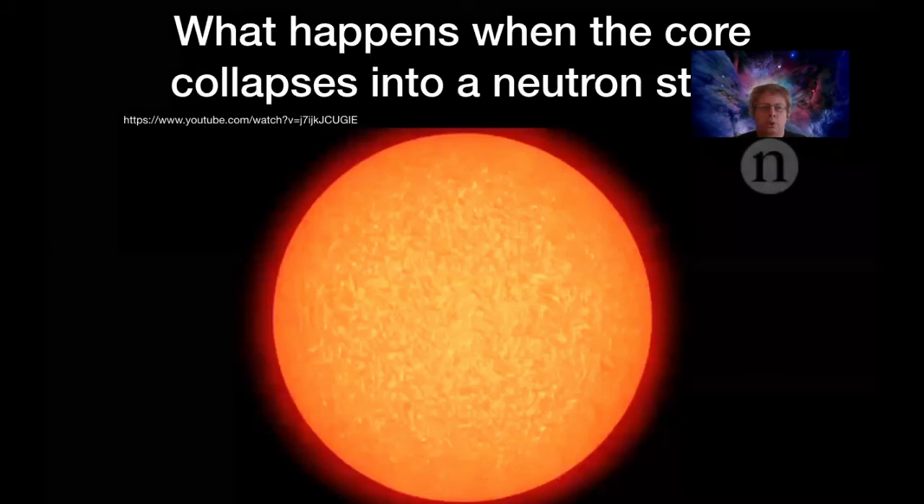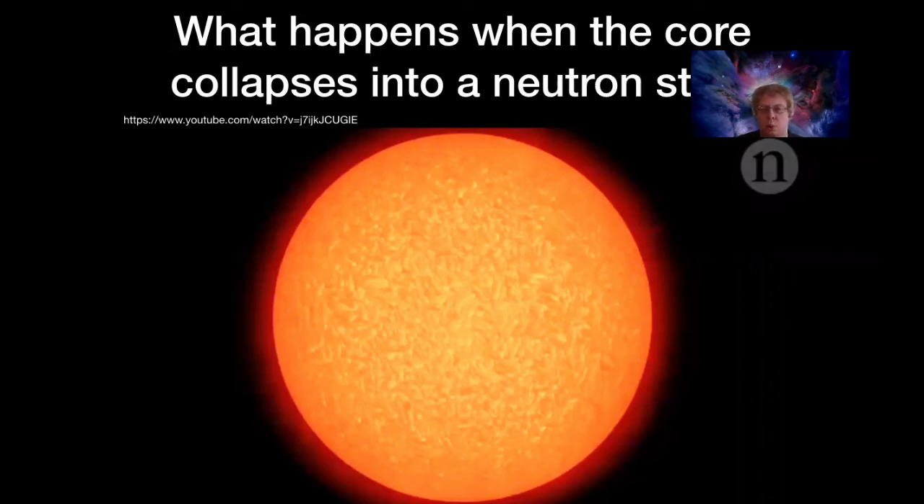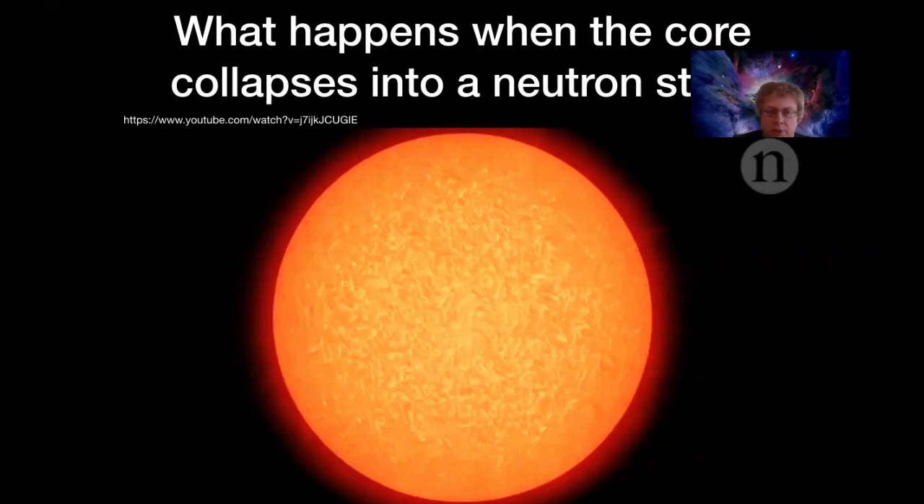Okay, so we've talked about how the core of the star, as it runs out of energy, collapses down into a neutron star, something held up only by neutron degeneracy pressure. What happens next? We now have this neutron star waiting to emerge from the center of this massive star, and we have all this stuff on top of the neutron star. How does the neutron star get out? So what I'll do is I'll play this video which explains a little bit about how that happens.